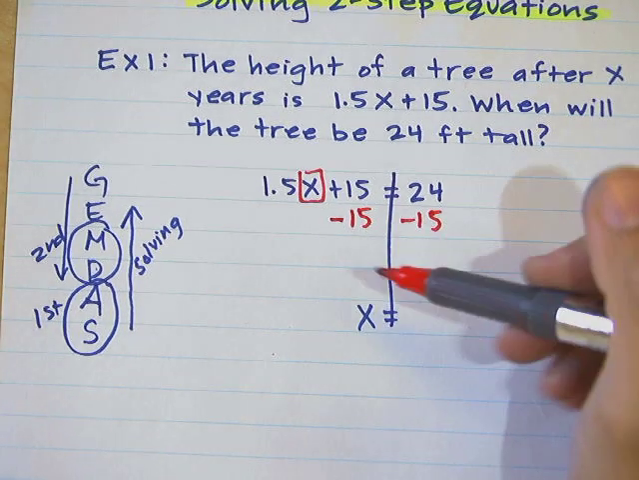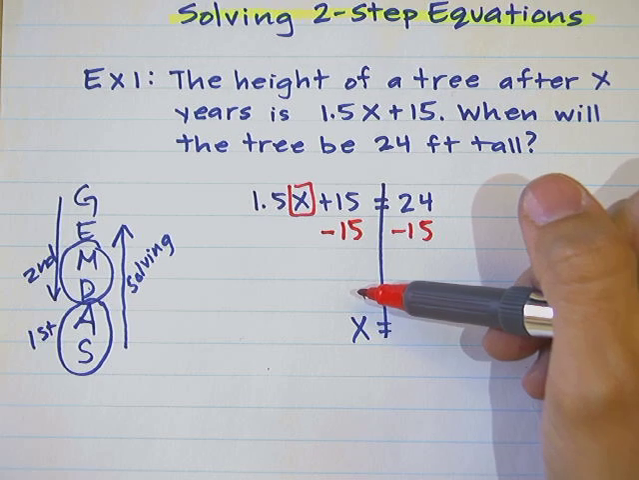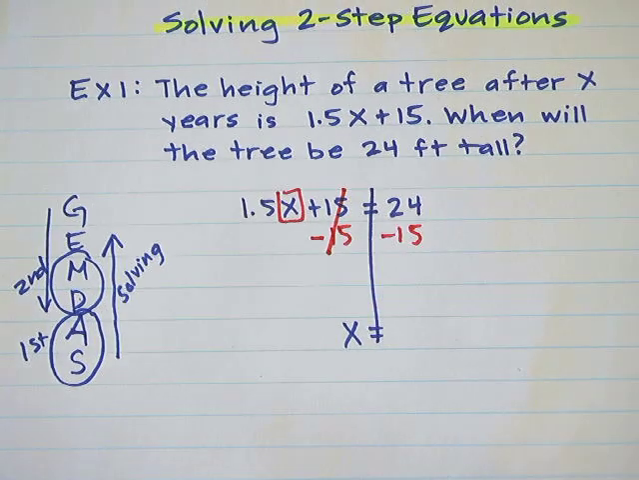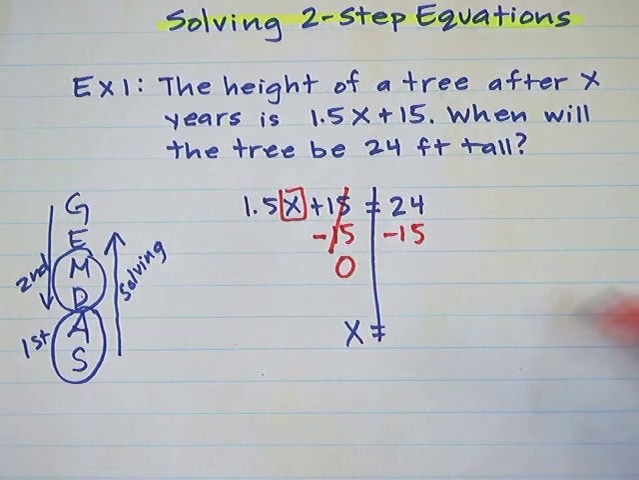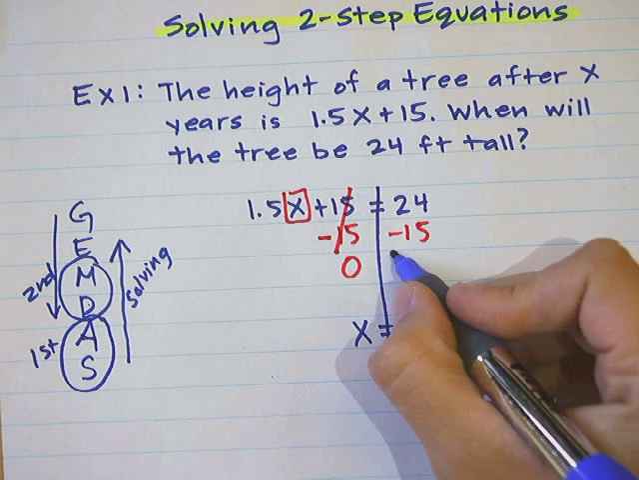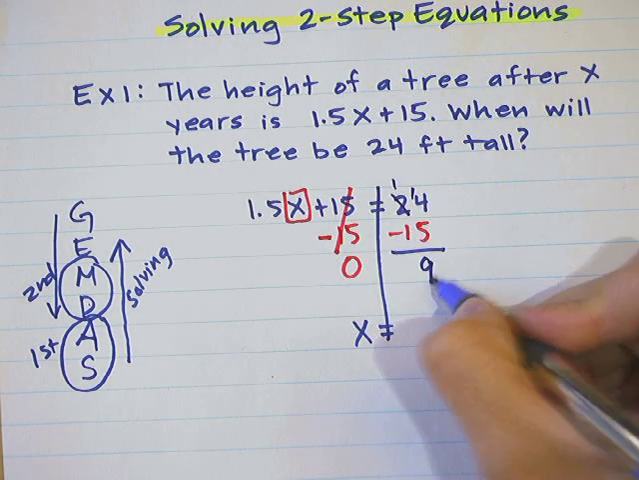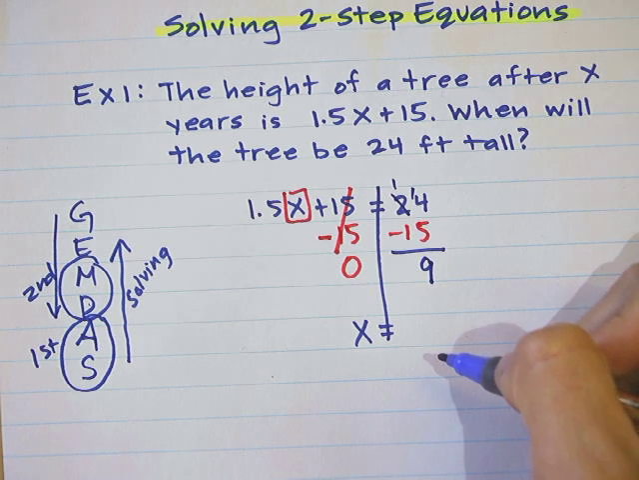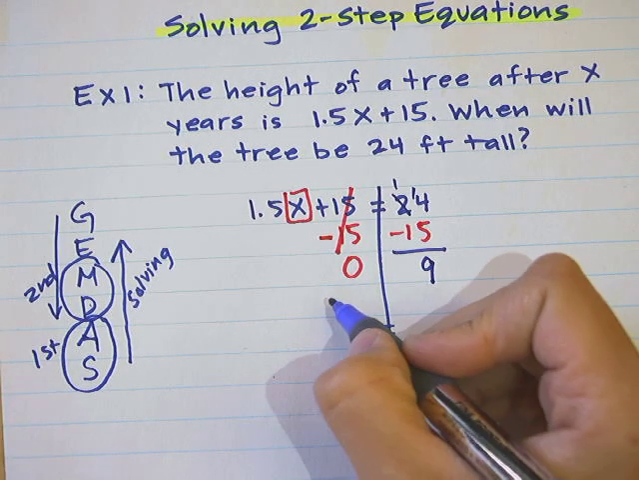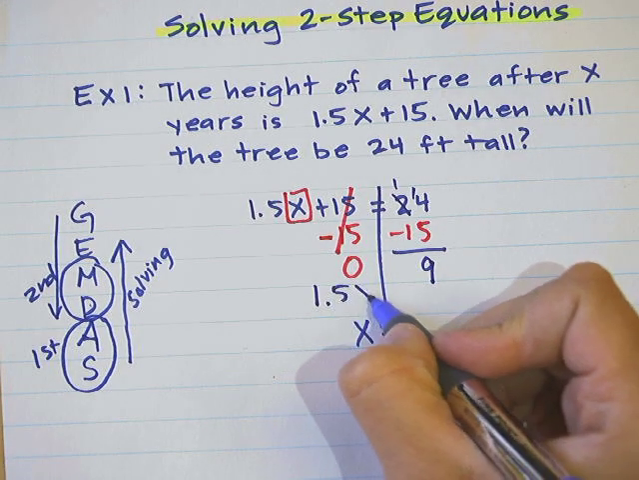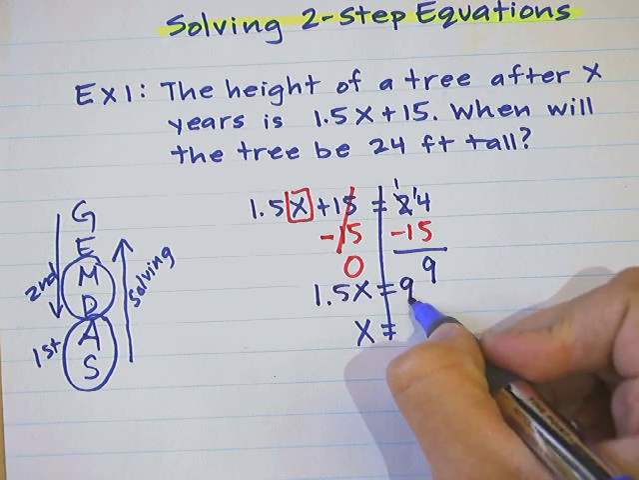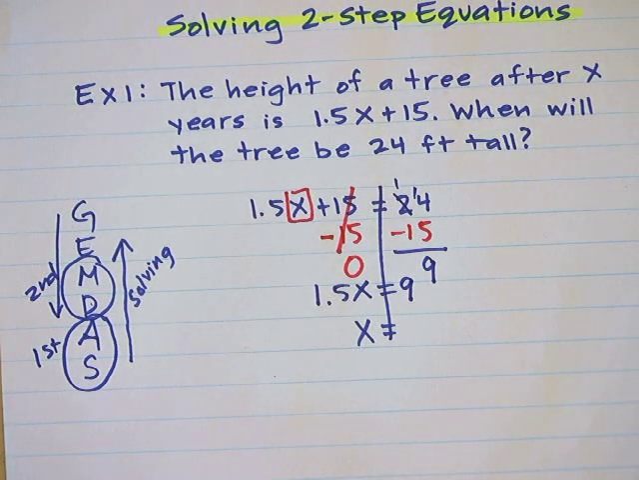Some students just already know that addition and subtraction is the first step. That's going to be nothing. And on the right side, we're left with positive 9. So now I have 1.5x equals 9.